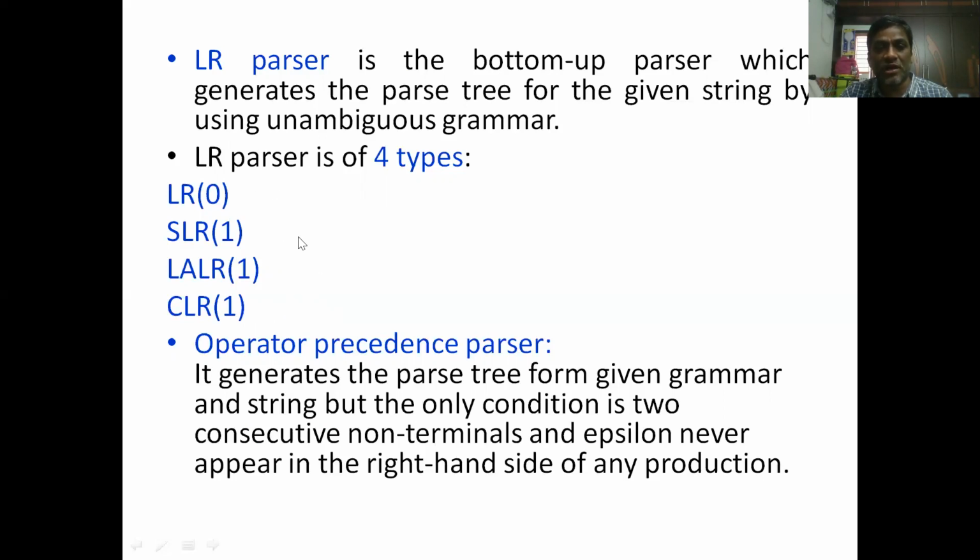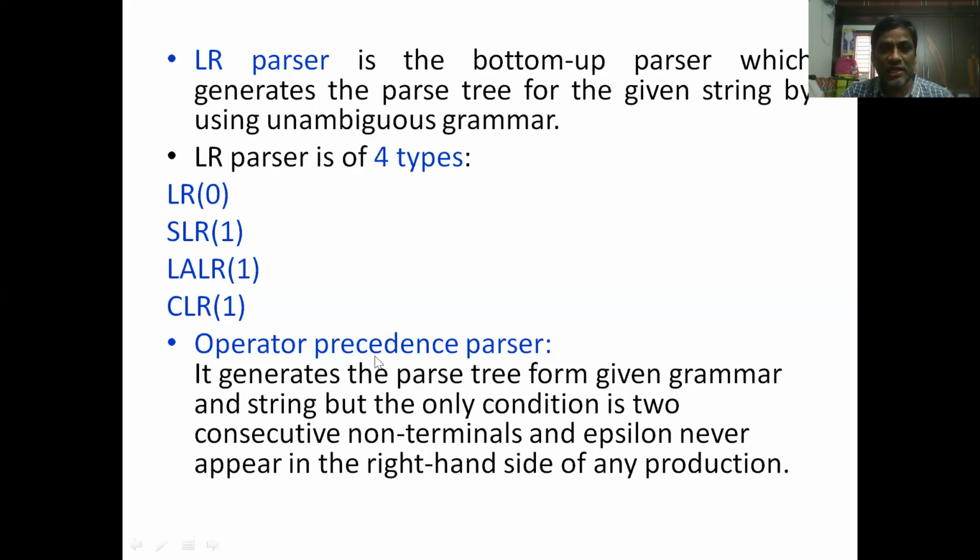At that time, I will explain what exactly L stands for, what exactly R stands for, and what is meant by this 0. Okay, all these things are very easy. You will definitely understand all these parsers in the third unit. As of now, just try to remember these four names. LR parsers are of four types: LR of 0, SLR of 1, LALR of 1, CLR of 1. At least try to remember this. S stands for simple, LA stands for look ahead, C stands for canonical.